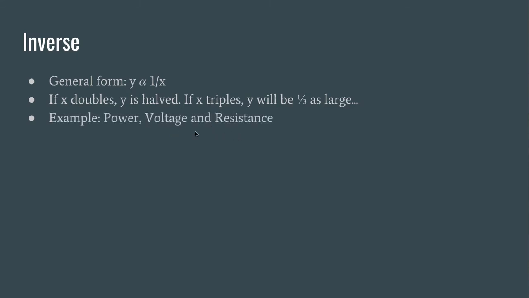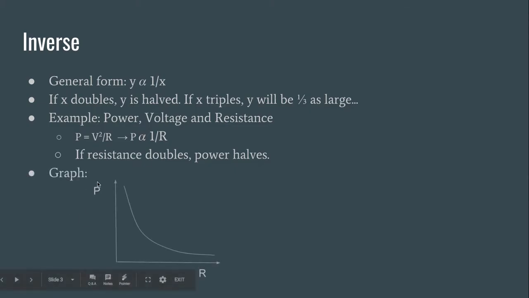So if I look at the equation relating power, voltage, and resistance, power is equal to voltage squared divided by resistance. And if I look at just the resistance part and ignore the voltage, I get power is proportional to 1/R. So if the resistance here doubles, it's going to make the power half as big. And a graph of that looks like this. As the resistance goes up, the power goes down, but it's an asymptote. It never reaches 0.